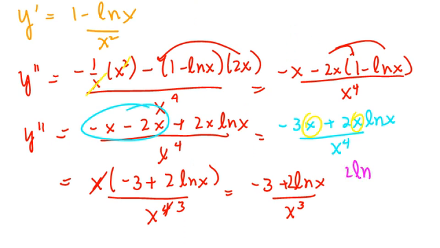So when 2 log x equals 3, which means when log x equals 3 halves, or when x equals e to the 3 halves. So that's where it's going to go from positive to negative, because that's where it's equal to 0. And it might be an inflection point. We will put it on a number line to take a look and see.